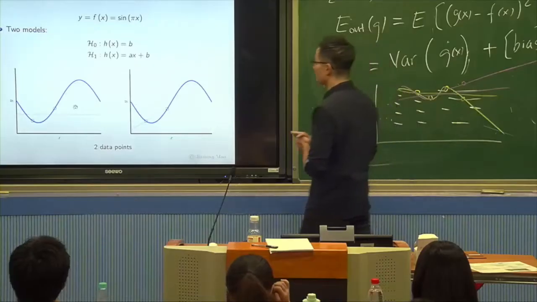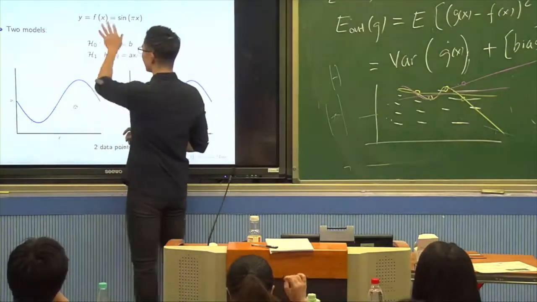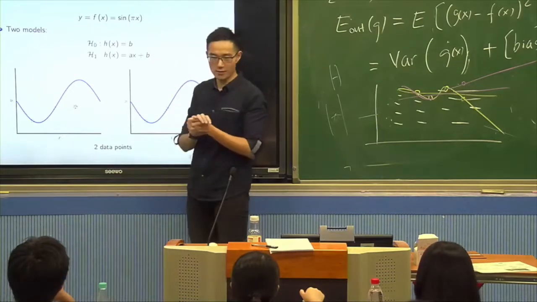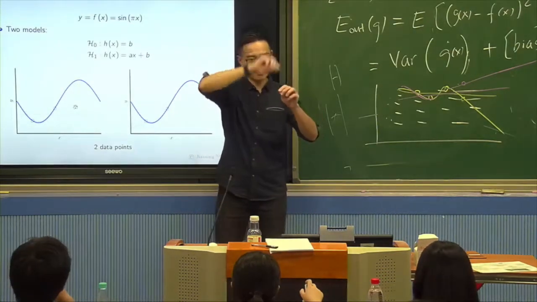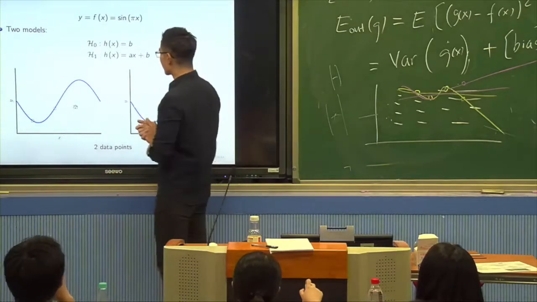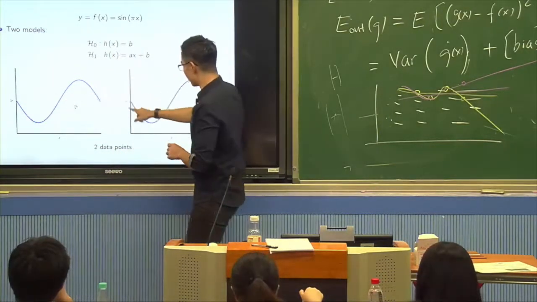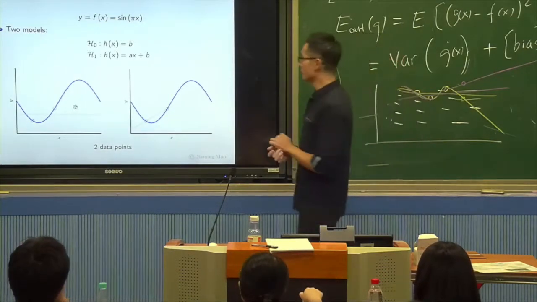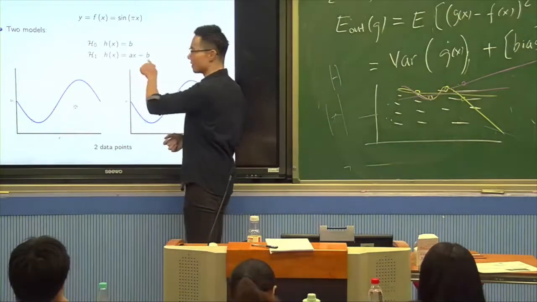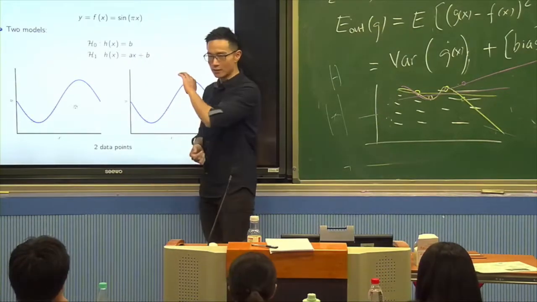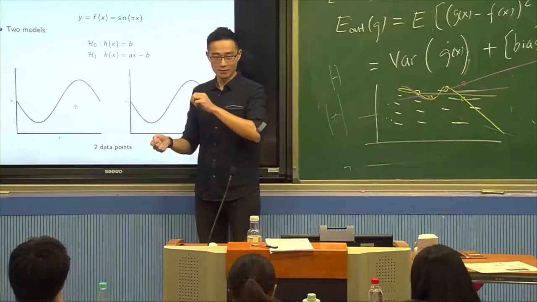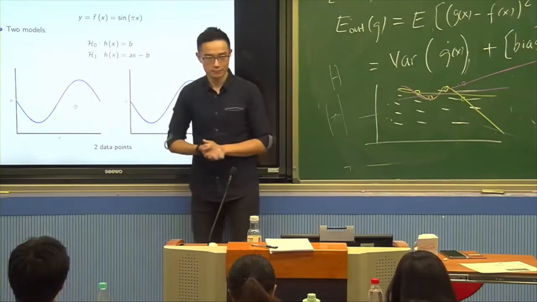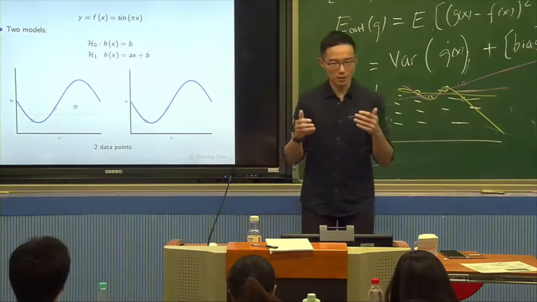So here I'm going to assume that the underlying true relationship is y equals f(x) equals sine(πx). So the relation between y and x is a sine, right? So this is the true underlying f. And I'm going to consider two different models. The second model is the linear model. Everybody familiar? ax plus b. The first model is even simpler. The first model is a constant model, which is just a constant. It's just a b. How well do these two models perform?